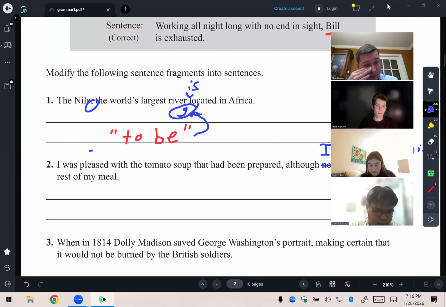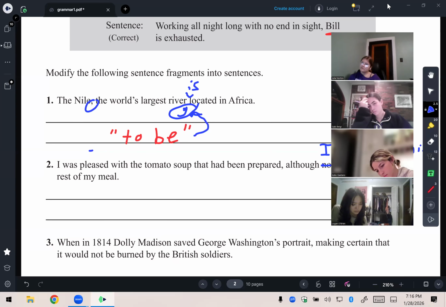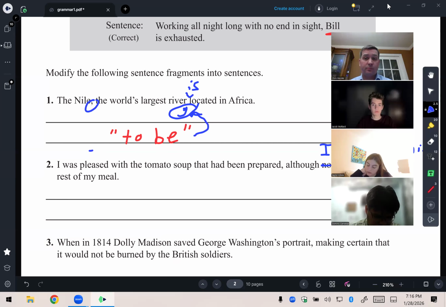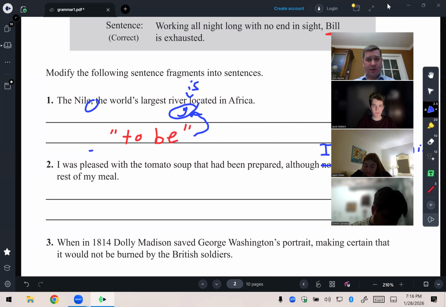I'll read it first. It says, when in 1814, Dolly Madison saved George Washington's portrait, making certain that it would not be burned by the British soldiers. I think for this one, we mainly just have to delete something, if that's a clue at all. If we get rid of just something very minor, I think it will be pretty much a sentence.